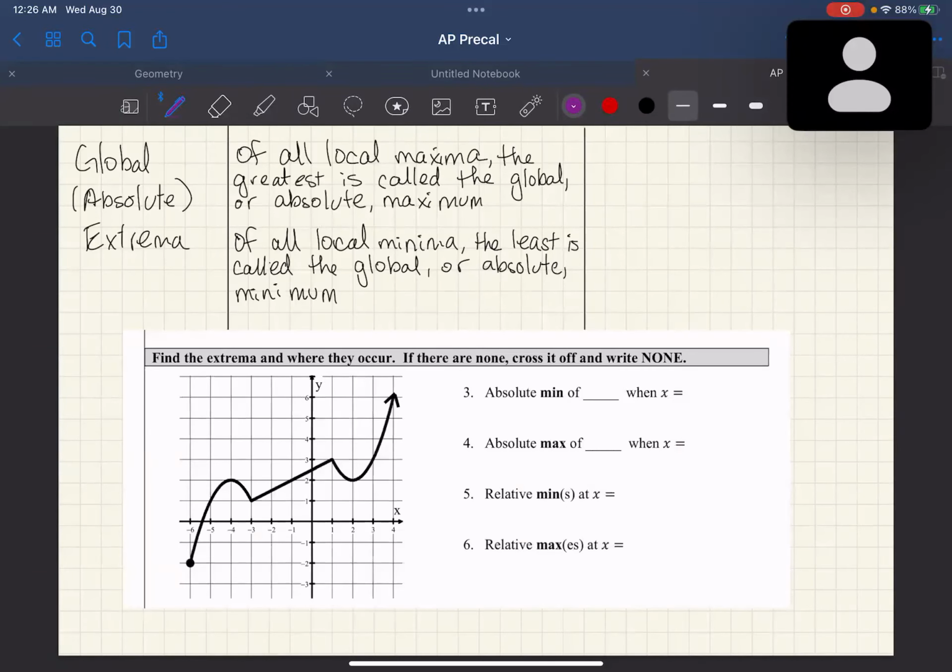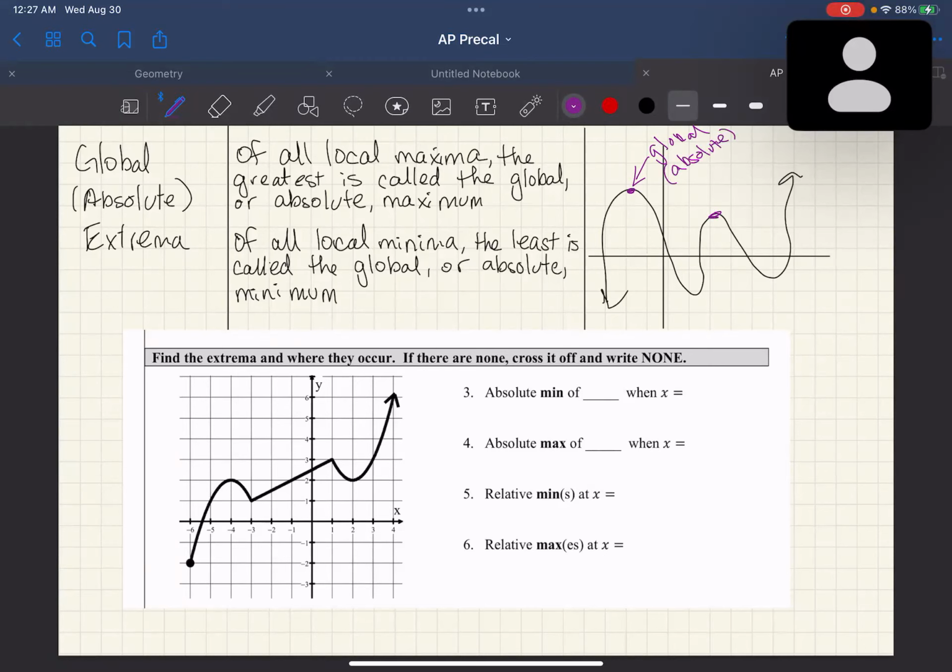Then we have the global or absolute extrema. Of all the local maxima, the greatest is called the global or absolute maximum. And of all the local minima, the least is called the global or absolute minimum. So that's going to be when I have a function that's a little bit wonky, and I have multiple maximums. This is a maximum here. Here's another maximum. This one right here is my global or my absolute.